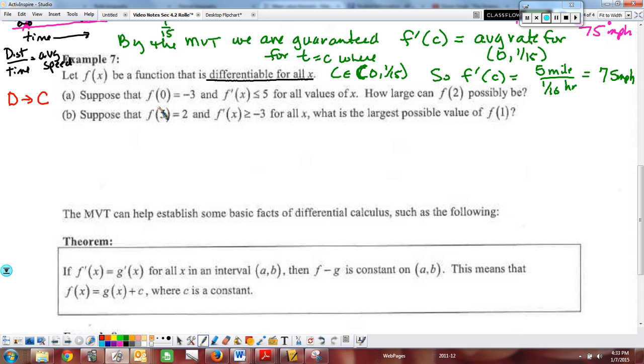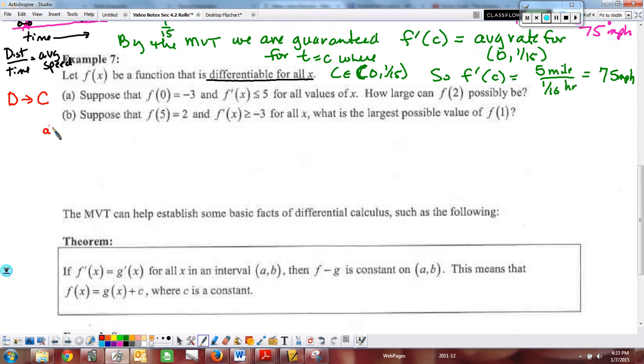Now, part A. We're given that we have a function that at 0 is -3. We're also given that the instantaneous rate is smaller than or equal to 5 for all values of x. So we're not going to have an instantaneous rate that goes higher than that. And we want to know how large can f of 2 possibly be. You might be like, well, how in the world am I going to use MVT here?